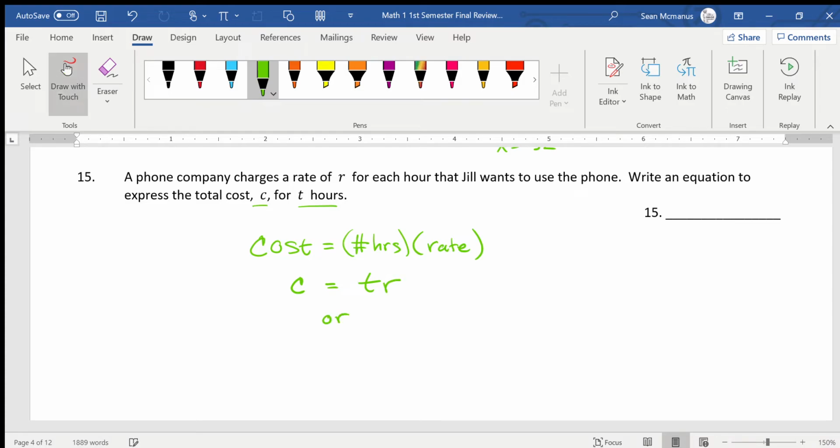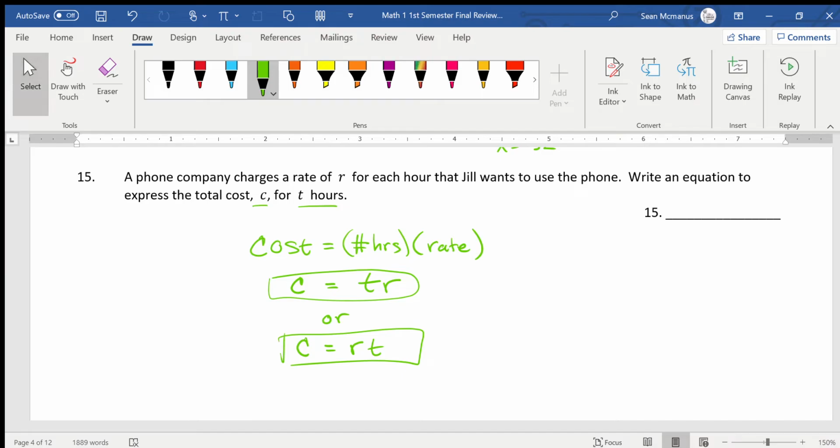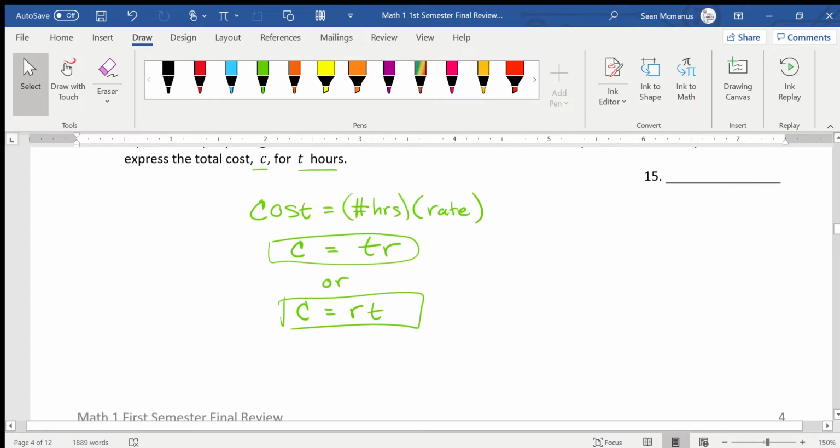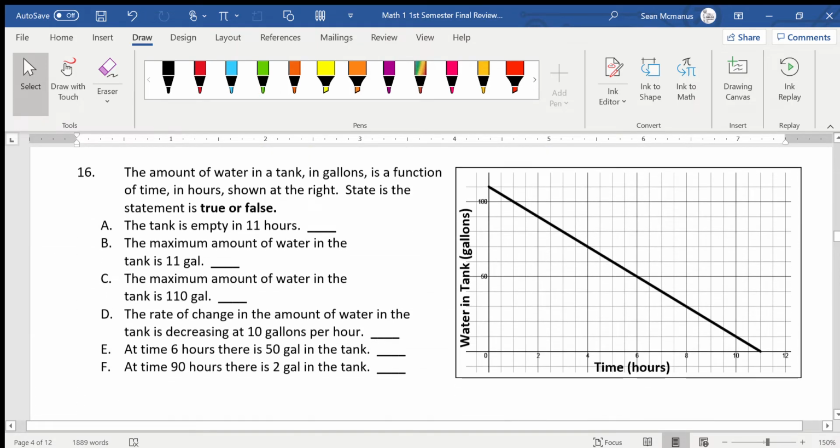Or remember, multiplication, the order doesn't matter. So depending on how, these are going to be multiple choice questions on the test, so you got to find the right answer. So this would be a good answer, or, right, this means the exact same thing, right? T times R, R times T. So be on the lookout for things that mean the same thing as what you found, but might be represented a little bit differently.